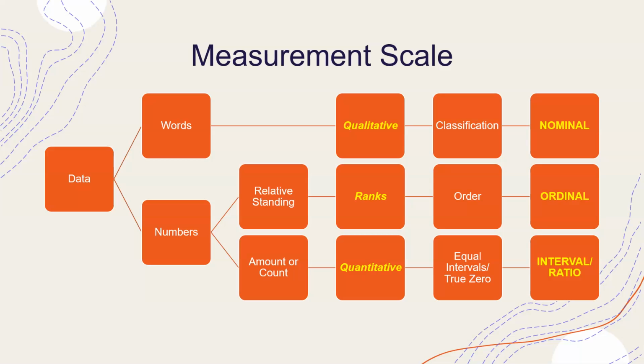On the other hand, if the observation is a number, the data are either rank or quantitative, depending on whether numbers represent only relative standing or an amount or count. If the data are rank, the level of measurement is ordinal, and as with qualitative data, arithmetic operations and statistical procedures are limited.